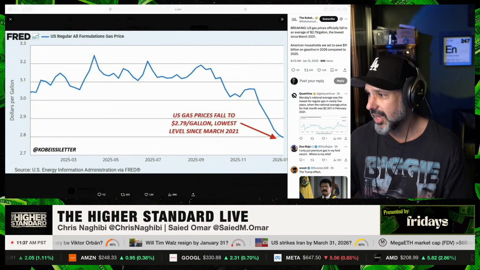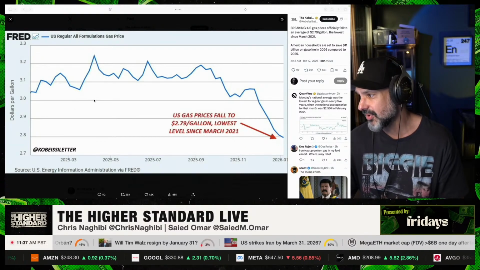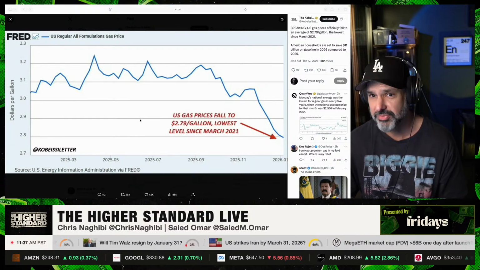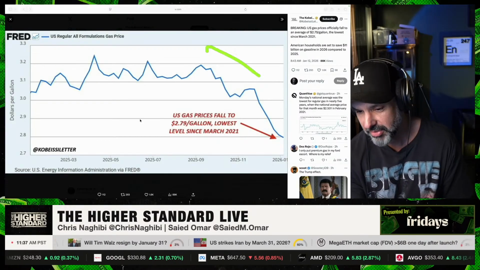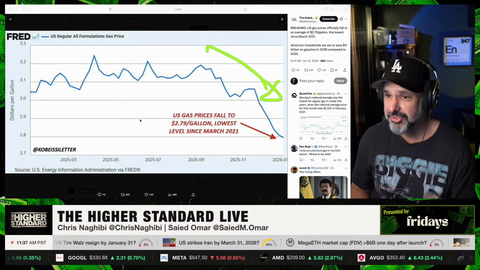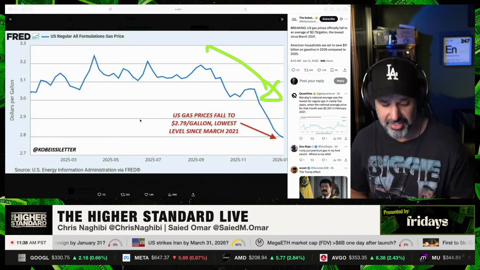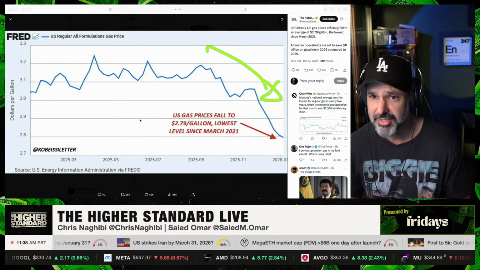There it is. This is the U.S. gas prices. It's fallen to its lowest level since March of 2021. You can see it's fallen straight down there, and that was expected. You can't say there's going to be more oil available in the markets and not see ramifications like this that actually happen and meaningfully move the market.